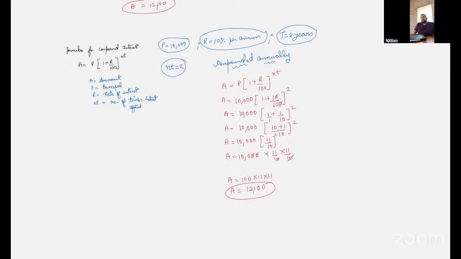12% per annum, compounded annually, for the time 3 years. I'm repeating the question. The principal is 10,000, for the rate 12% per annum, compounded annually for 3 years.